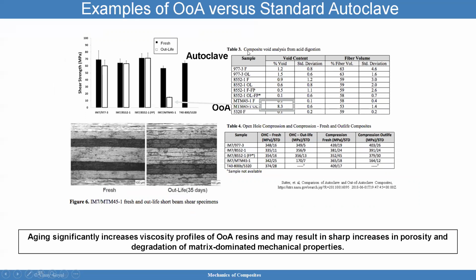So here's an example of out-of-autoclave versus standard autoclave. You have the shear strength shown here. You have the fresh and out-life for these materials. So it's a comparison. And aging really significantly increases viscosity profiles of out-of-autoclave resins and may also result in sharp increases in porosity and degradation of matrix-dominated mechanical properties. So that's one of the things we want to be paying attention to.